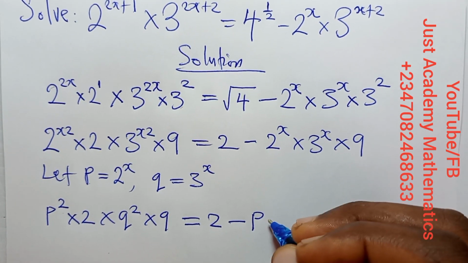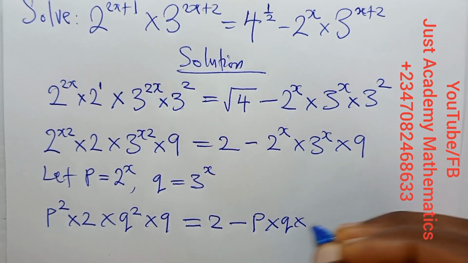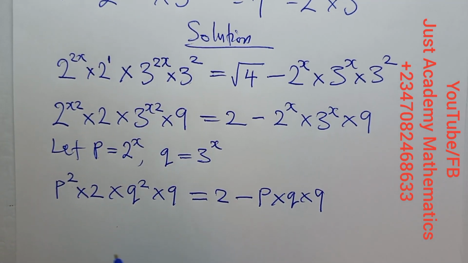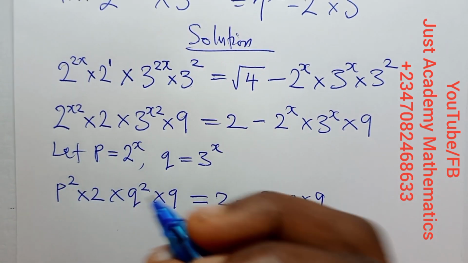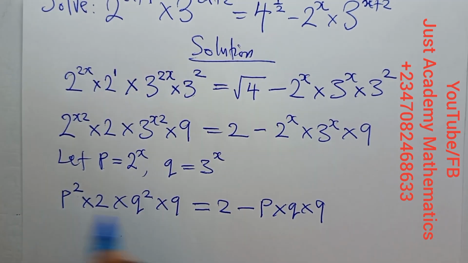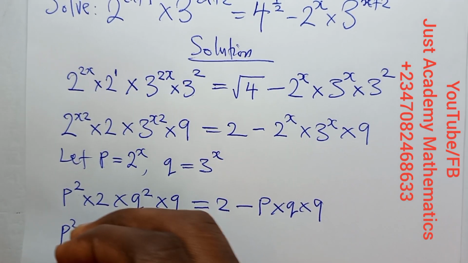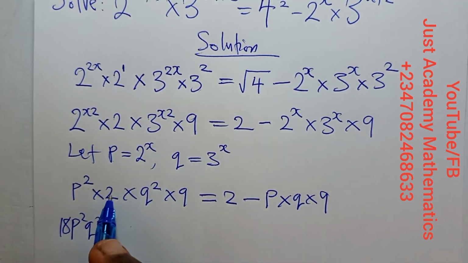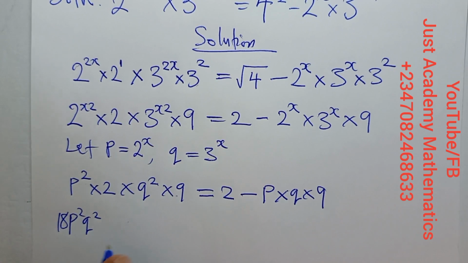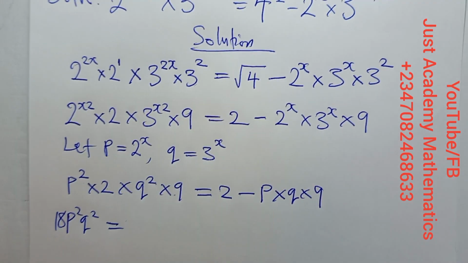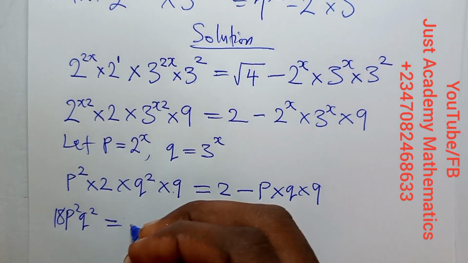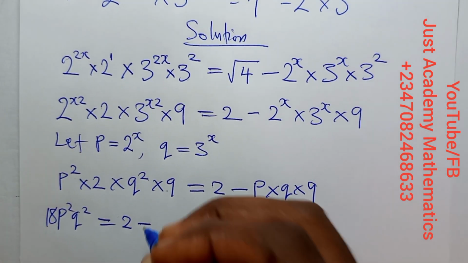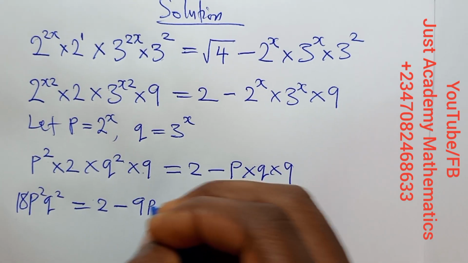p times q times 9. So what that means is that here we are going to have this, we multiply all here, we have p squared q squared, or rather 18, 2 times 9 is 18 p squared q squared is equal to, if we times the whole of this, we have minus 9pq.